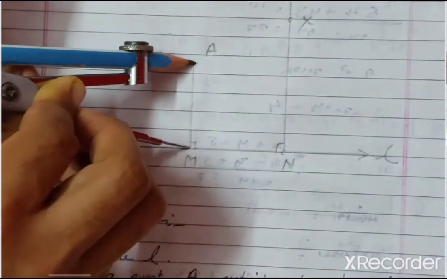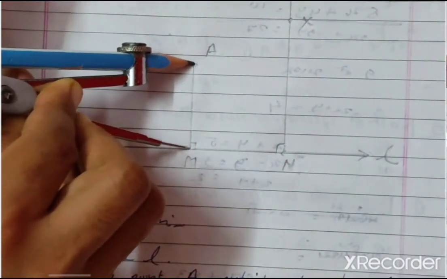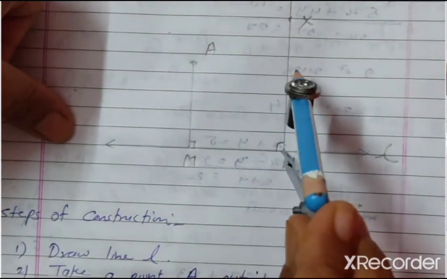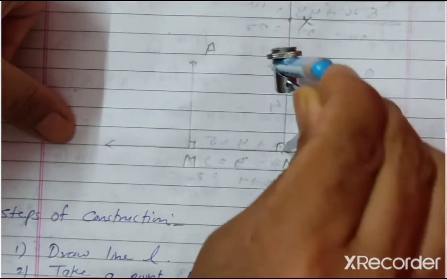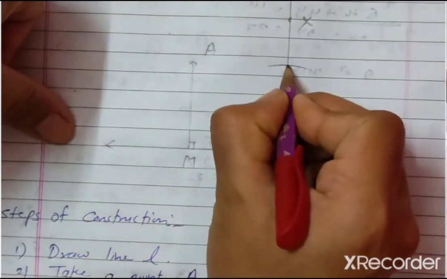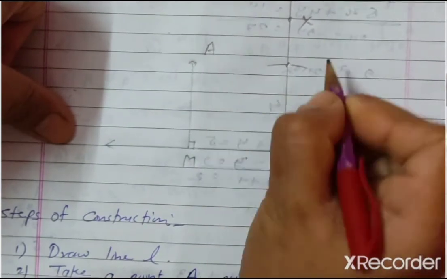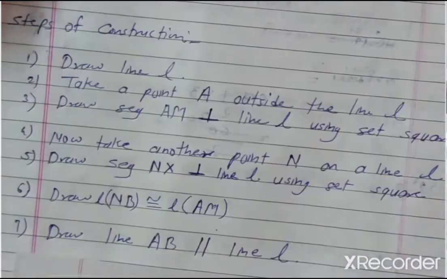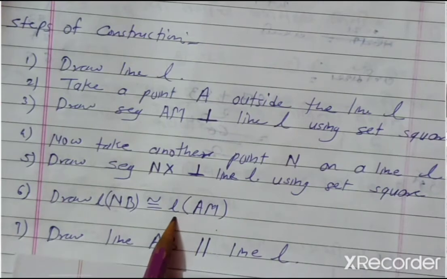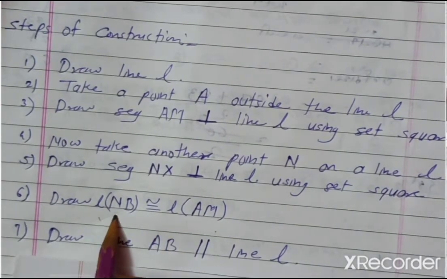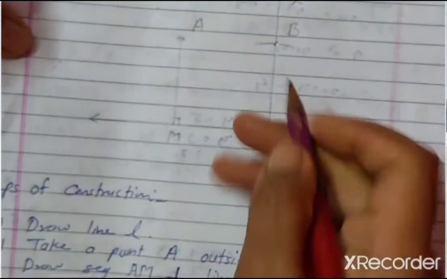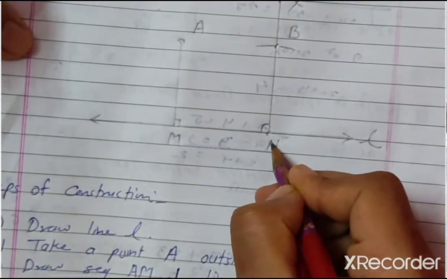Here I am taking the measure of AM, and without disturbing this compass I place it on point N and make another arc which intersects. Suppose this intersection point is point B. So this is the new construction. Draw line NB congruent with AM. So by using this compass I make one arc, and here I draw the new segment NB.